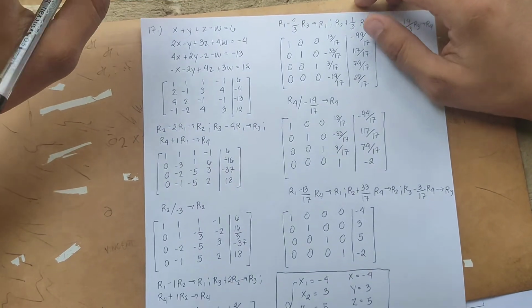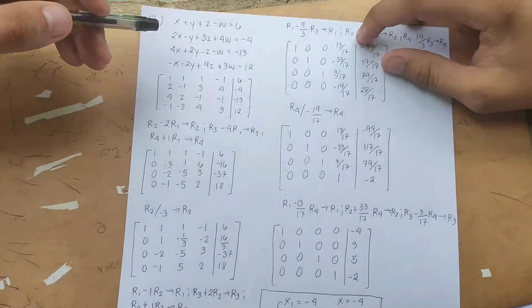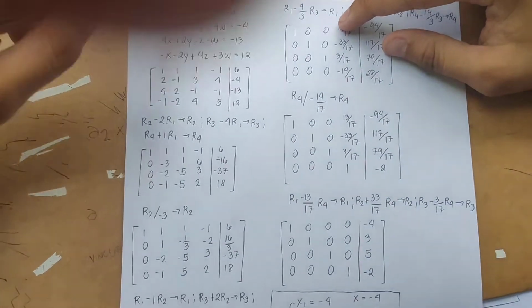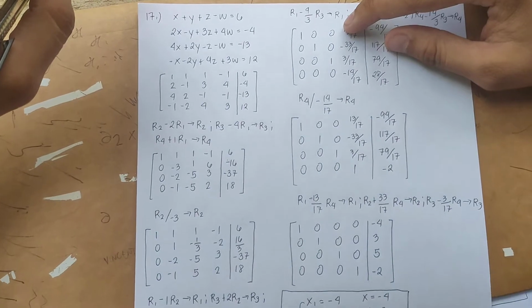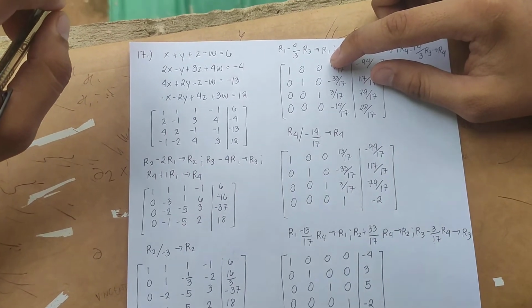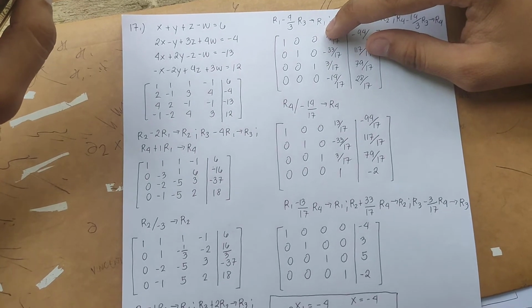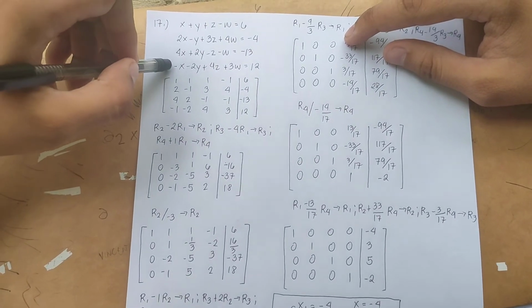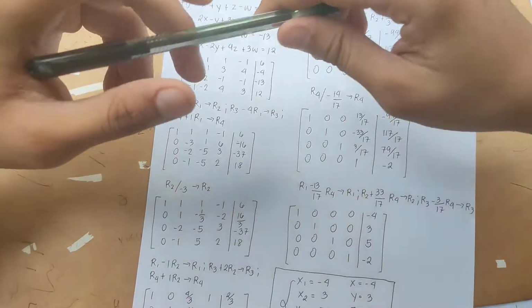And for the last item, number 17. This is our system of equation. Given system of equation: x plus y plus z minus w equals 6; 2x minus y plus 3z plus 4w equals negative 4; 4x plus 2y minus z minus w equals negative 13; negative x minus 2y plus 4z plus 3w equals 12.